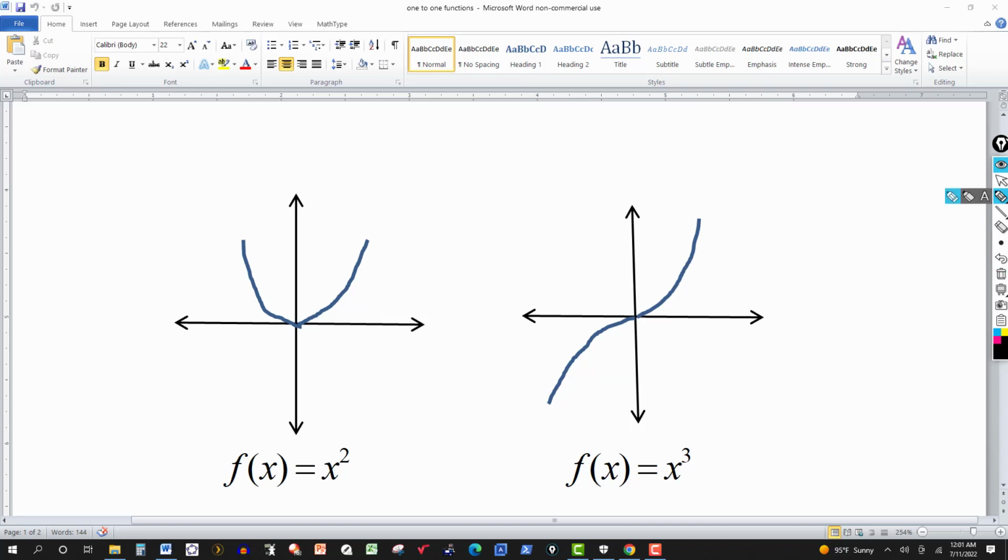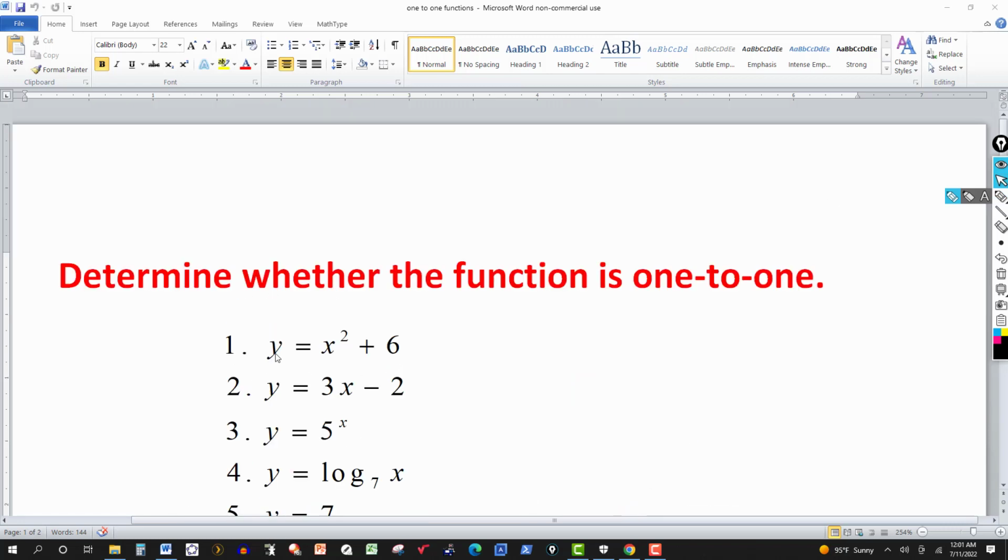So let's go and look at the examples we have. y equals x squared plus 6. Well, from what we did so far, you know that y equals x squared is a parabola. If you add 6 to it, it simply moves the parabola up 6 units.